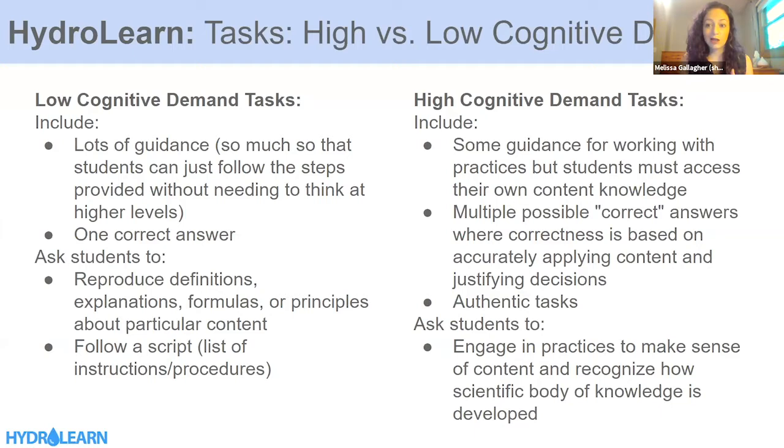But that doesn't mean that they're high cognitive demand tasks. In fact, tasks in textbooks have a tendency to be more low cognitive demand because they typically have one right answer and require students to apply a procedure that was taught earlier in that chapter. So we're going to talk about low versus high cognitive demand tasks. And a disclaimer I want to say at the beginning is that we are by no means saying that there should be no low cognitive demand tasks.